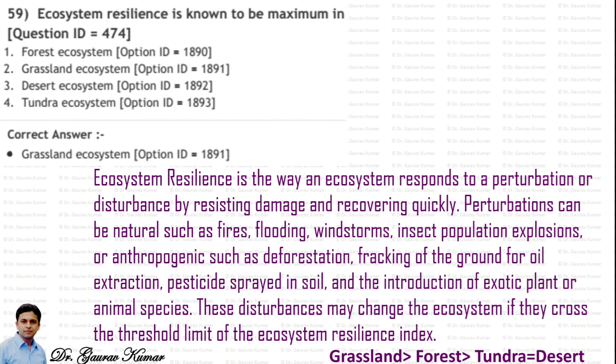So there is a resilience index in the ecosystem. If that resilience index is crossed, the ecosystem is not able to recover. Like in these four options, the maximum resilience is found in grassland, then forest, then tundra and desert have an equal amount of resilience. So I've just kept them at the end and equalized between them.